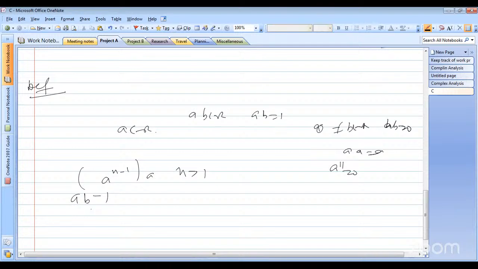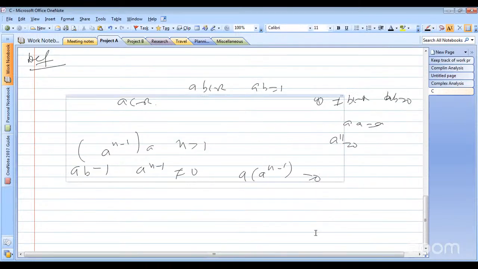A non-zero nilpotent is always a zero divisor. We are writing here that A power n is equal to 0, then A power n minus 1 is not equal to 0, and A into A power n minus 1 is 0. Also note that if R is not a zero divisor, then R is always a zero divisor.